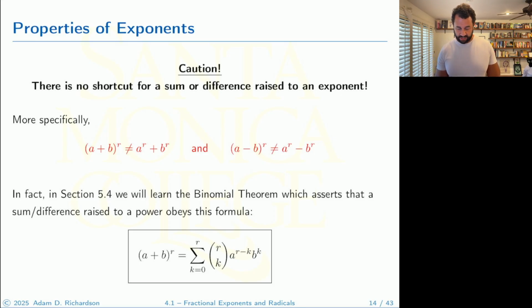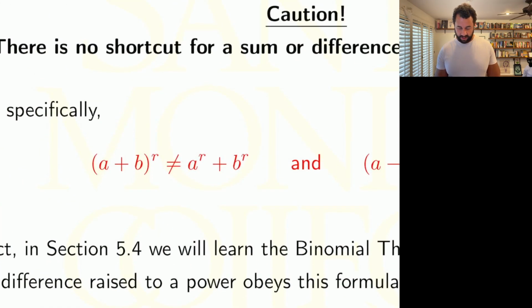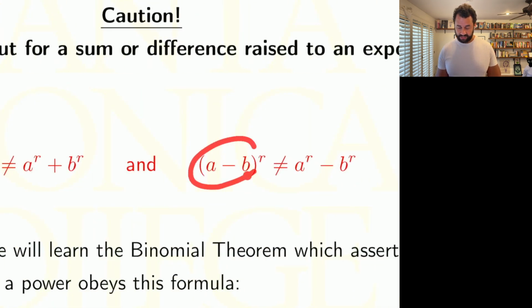I'm sorry. More specifically, I'll zoom in here. A plus b to the r, it's not a to the r plus b to the r. Sorry. There is no shortcut. If you see this raised to a power, you should almost feel your stomach drop a little bit because that's it, right? There's nothing that's going to make it that simple. Those don't equal each other. Same thing if it's a difference. If it's a minus b to the r, it's not a to the r minus b to the r. There's no shortcut. This should also make your stomach drop a little bit.